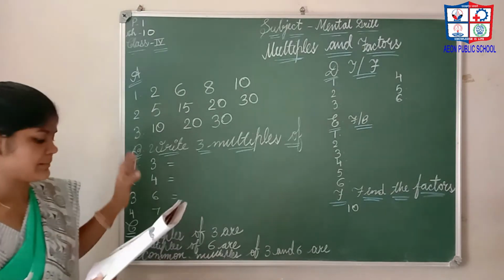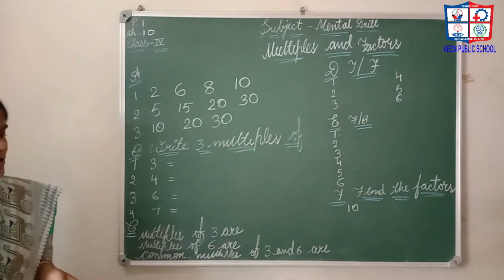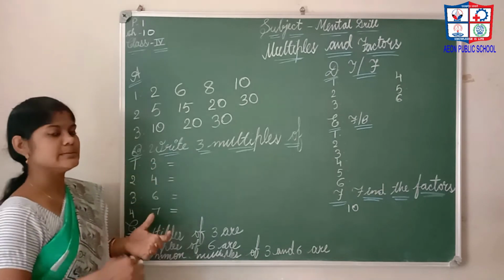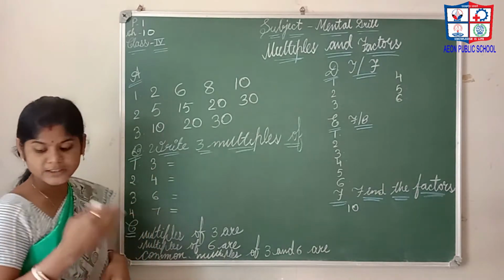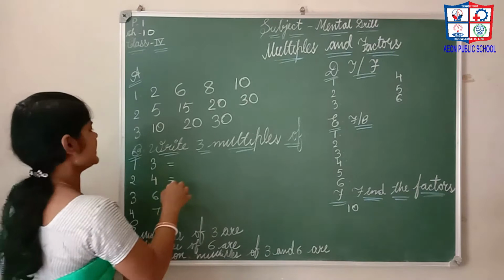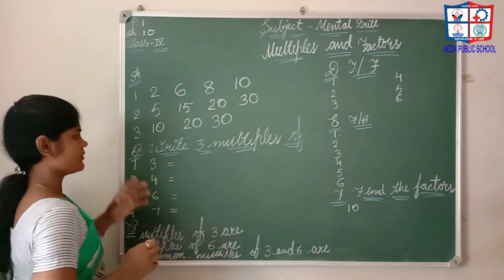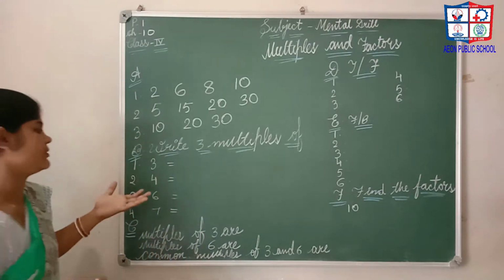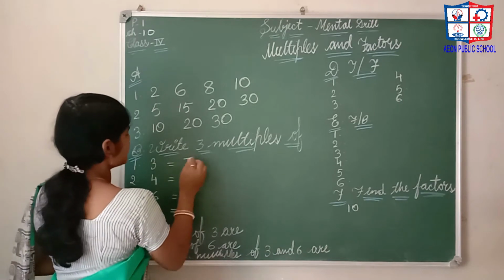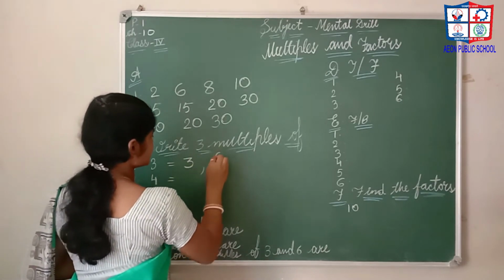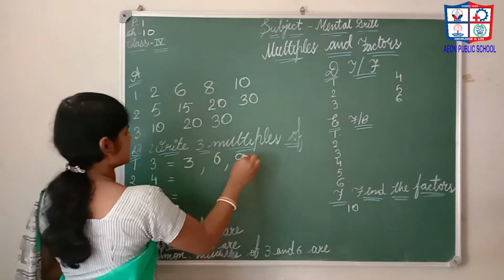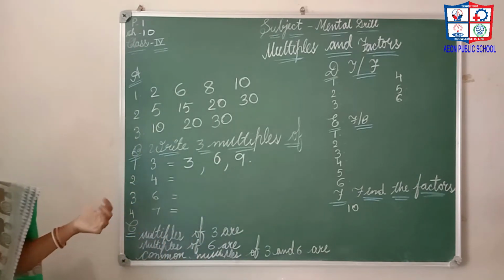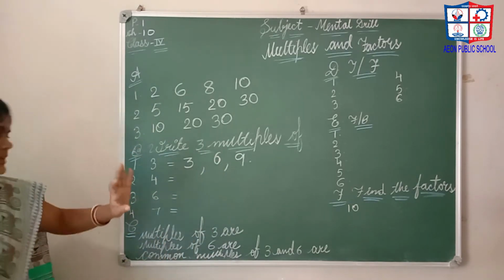So next, B bit, write 3 multiples of. Means here the table of 3, you have to write only 3 multiples, that is any 3. They didn't ask any first 3 or last 3, they asked any 3. You can write any one. So 3 1s are 3, 3 2s are 6, 3 3s are 9. So these are the 3 multiples of 3.